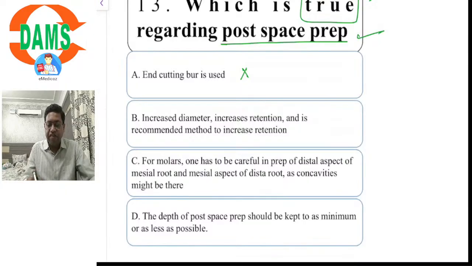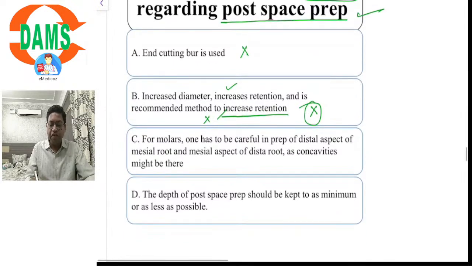Increased diameter increases the retention and is the recommended method to increase the retention. Is it true? If we increase the diameter of the post, it would increase the retention, but is it the recommended method? The first half of the sentence is correct, but the second half is not, because the best method to increase the retention of a post in the root canal is to increase the length of the post. It should be 2/3 to 3/4 of the root length. So option B is incorrect.